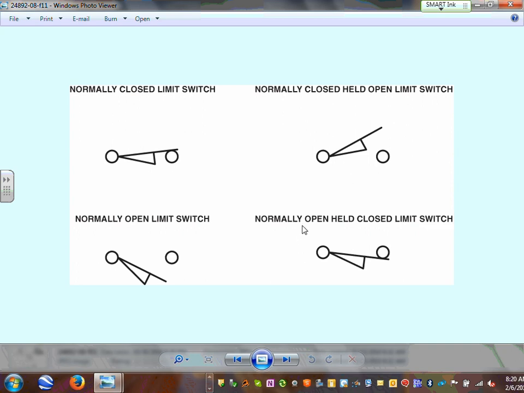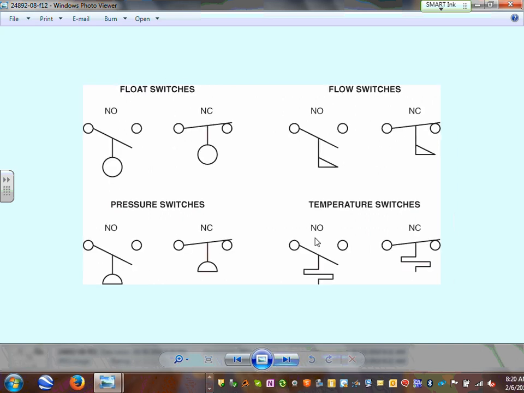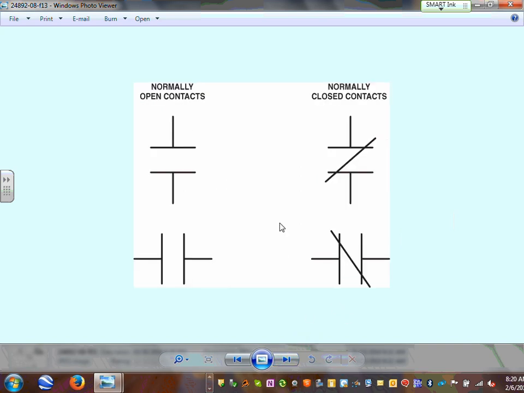Limit switches. Matt, you will be wearing all these next semester, like I said. Different types of limit switches. Okay, here are your flow switches. We talked about these alphabets and the flow switches too.